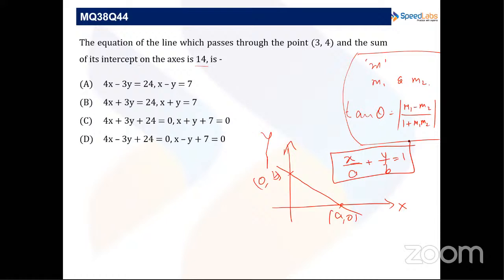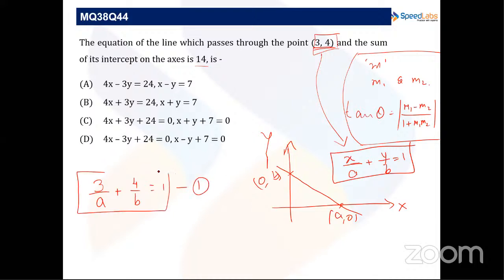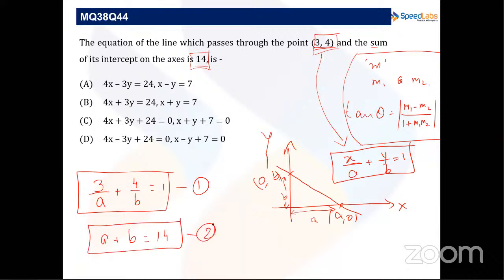So the equation of the straight line will be x upon a plus y upon b equals to 1. Okay. So what we are given is the straight line passes through this point 3 comma 4. So the coordinates x and y will satisfy this condition. So the first equation will be 3 upon a plus 4 upon b equals to 1. Now, it is also given that the sum of the intercepts on the axis is 14. And we know that intercept on x-axis is a and intercept on y-axis is b. So a plus b equals to 14. So this is our second equation.